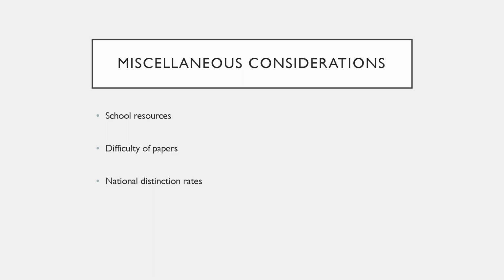National distinction rates. Perhaps due to the increased difficulty of the H1 paper compared to H2, the national distinction rate for H1 physics typically hovers around 20%. This is in contrast to H2 physics, which sits comfortably at slightly over 40%.